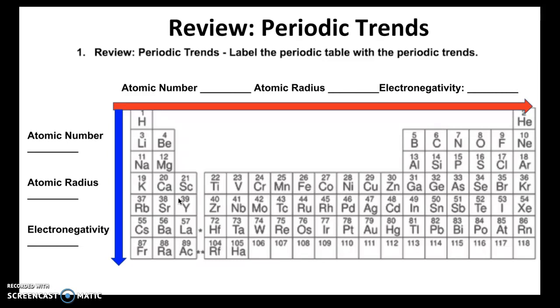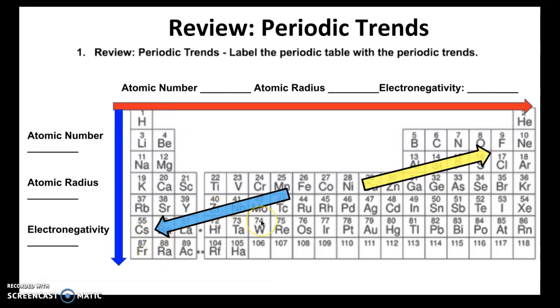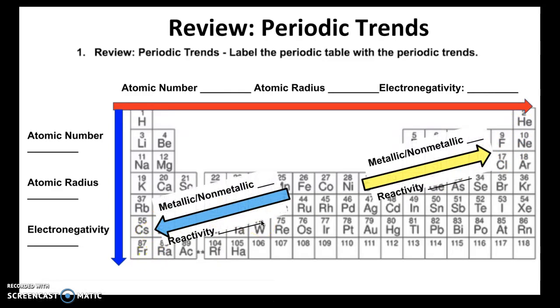In addition to the quantitative trends that are shown here, you're also going to do qualitative trends, which are the ones that point towards the corners there. So you're going to draw these arrows pointing towards the fluorine corner, and then that one pointing towards cesium or francium. And then you're going to write along here the qualitative trends, metallic versus non-metallic, reactivity, whether they increase or decrease. So you're going to pause the video now, and then when you press play again, we'll see what these trends are.